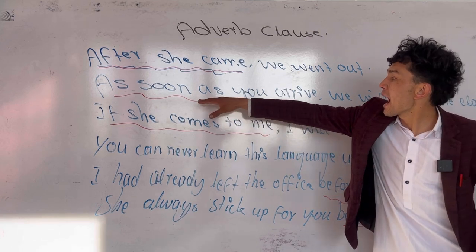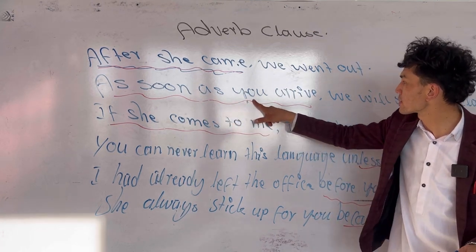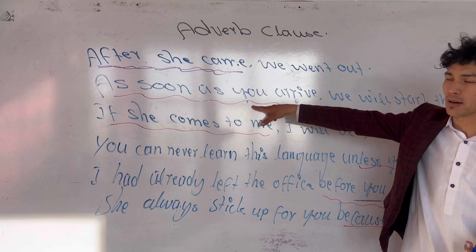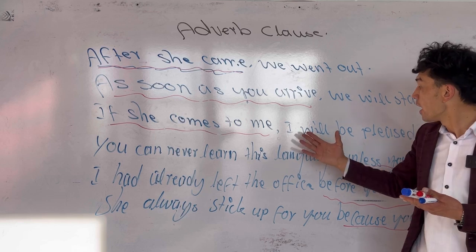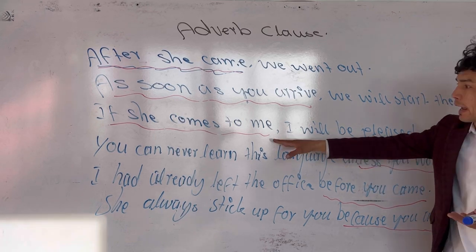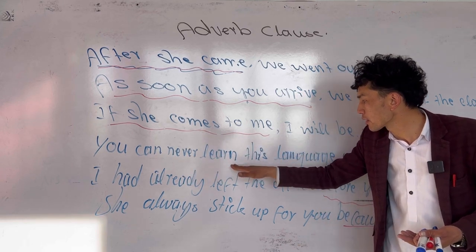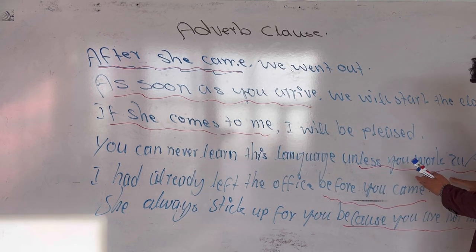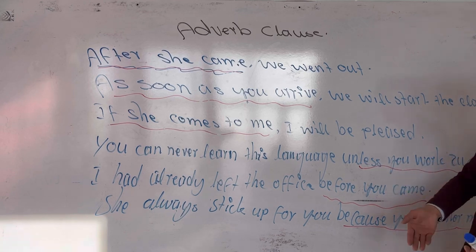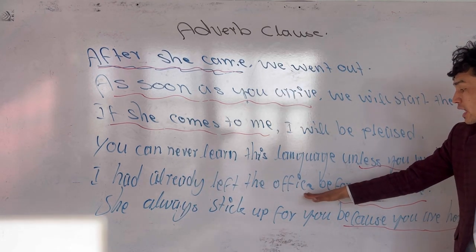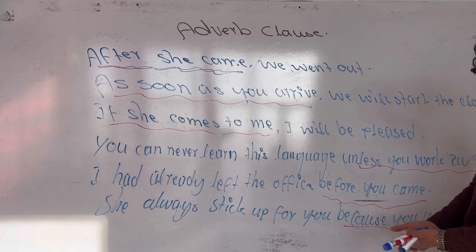You understand? As soon as you arrive, we will start the class. As soon as you arrive: you is a subject, arrive is a verb. See, it cannot stand alone because it's an adverb clause. If she comes to me, I will be pleased. She is the subject, comes is the verb. You can never learn this language unless you work 24/7. You, subject, work is the verb. I had already left the office before you came. Before you came. Did you understand?